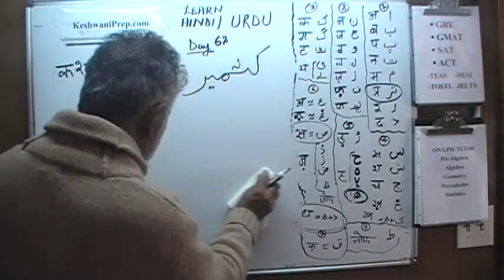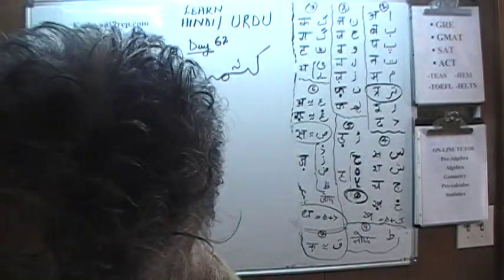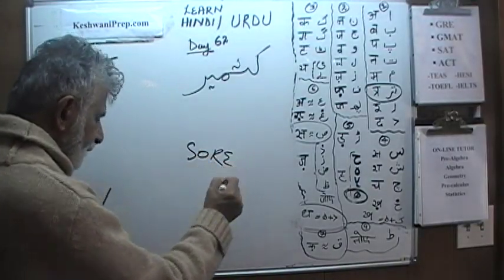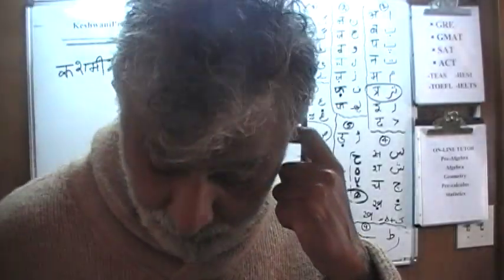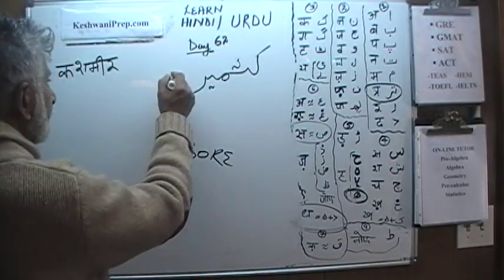Let's do the next word. Obviously we don't have to explain what Kashmir is. You and I both know what Kashmir is. It's a sensitive subject, so we won't go there, obviously. I want your half and you want my half. So let's just leave it alone. Kashmir, the next word is Kashmir ki.